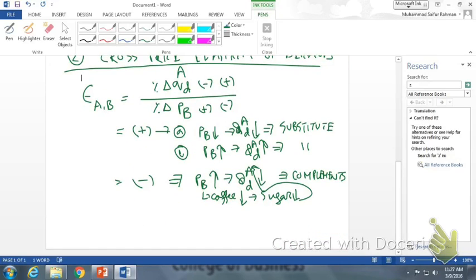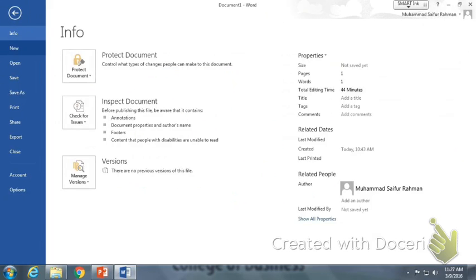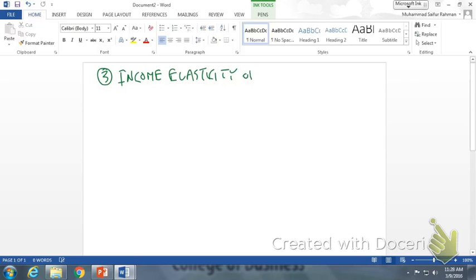The next one that we're going to look at is our next measurement of the price elasticity of demand, and I don't think I know how to go on the next page. So let's just open another one, but it should be a continuation of your existing page. Number 3 should be called income elasticity of demand.